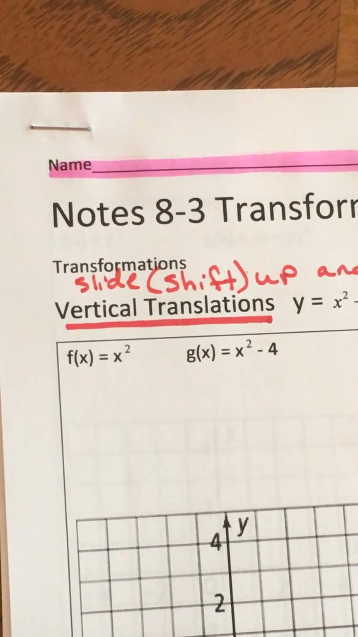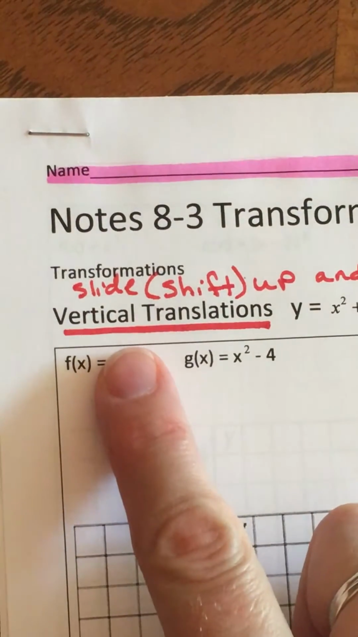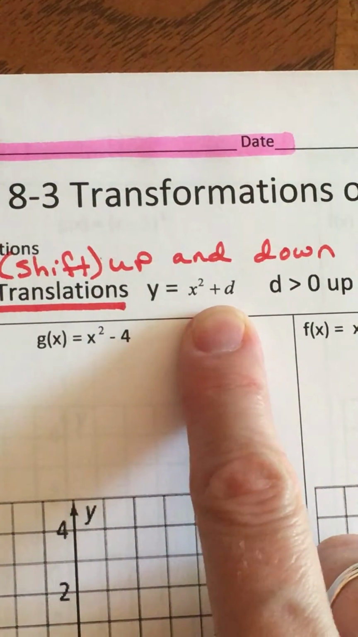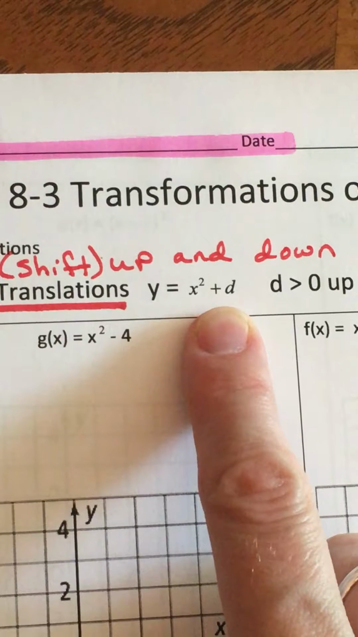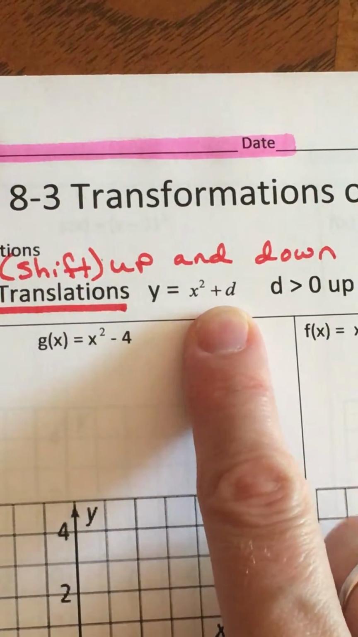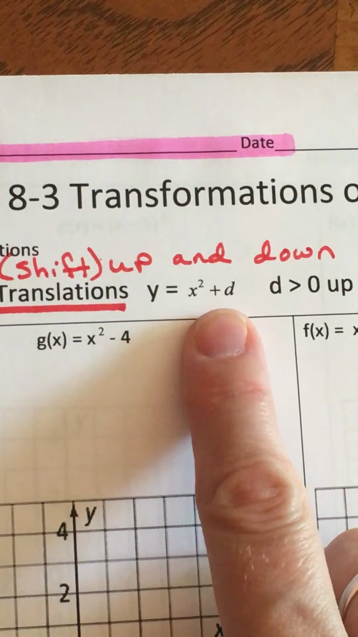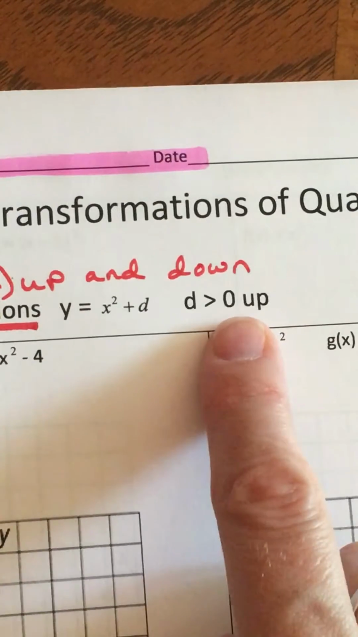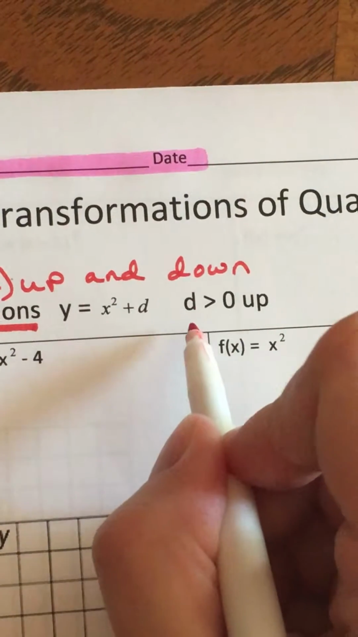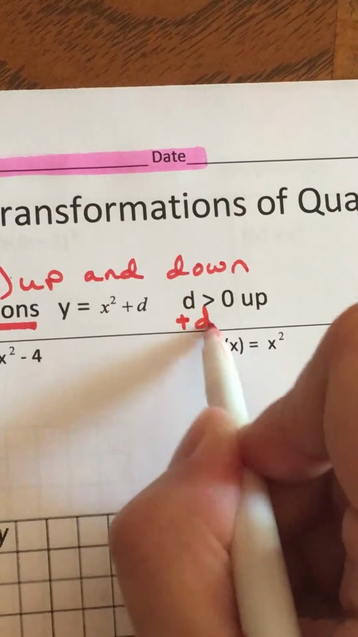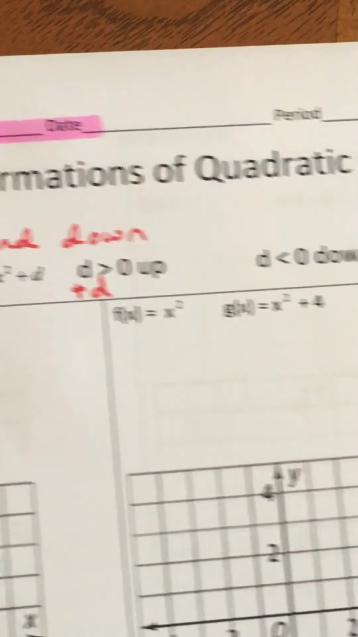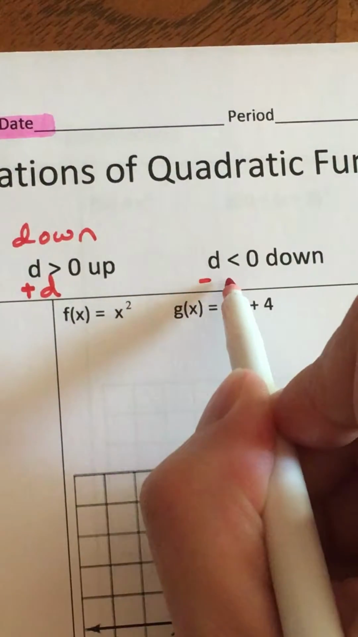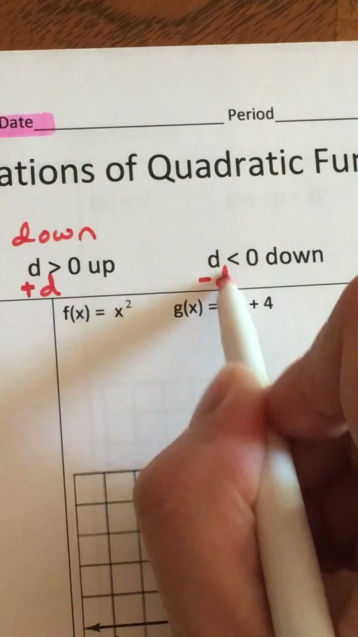All right, so that vertical translation happens at the end of your quadratic equation. It's going to be a constant number that has been either added or subtracted to your equation. If it is added, if it's a positive number, then it's going to slide up, plus d. If it is a negative number, if it has been subtracted, this is going to slide down, minus d.